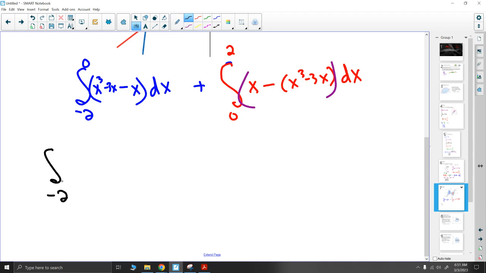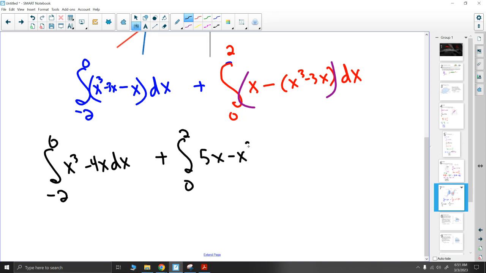The integral from -2 to 0 of x cubed minus 4x dx plus the integral from 0 to 2 of x plus 4x, which is 5x minus x cubed dx. Okay, so by splitting this up, this is a 0. My handwriting's a little bad sometimes. I know it's a 0, but you might think it's a 6. Okay.